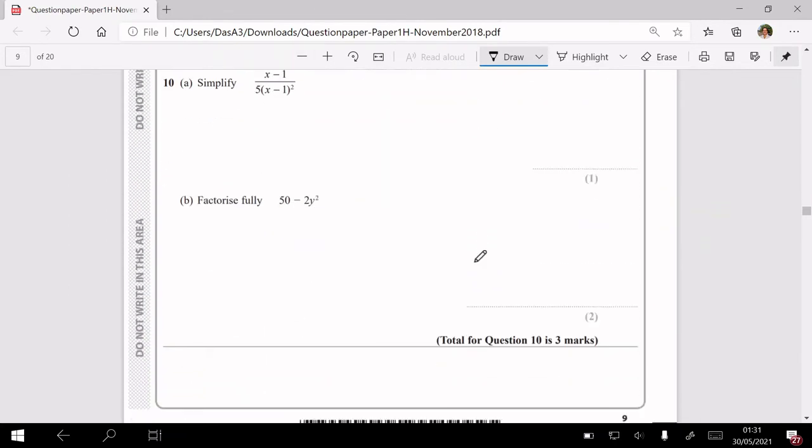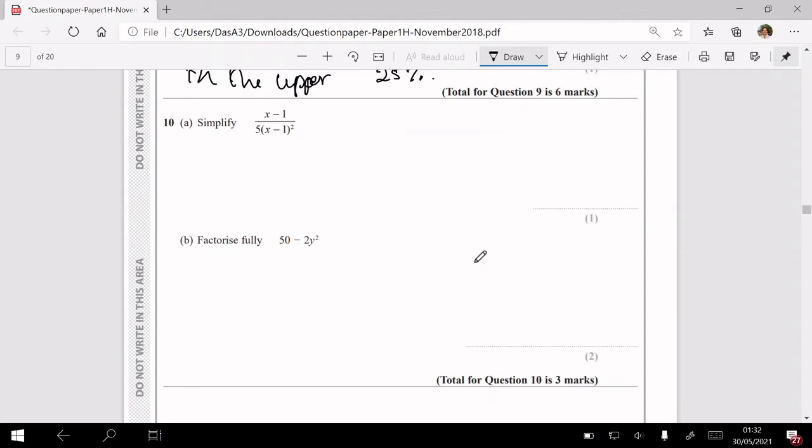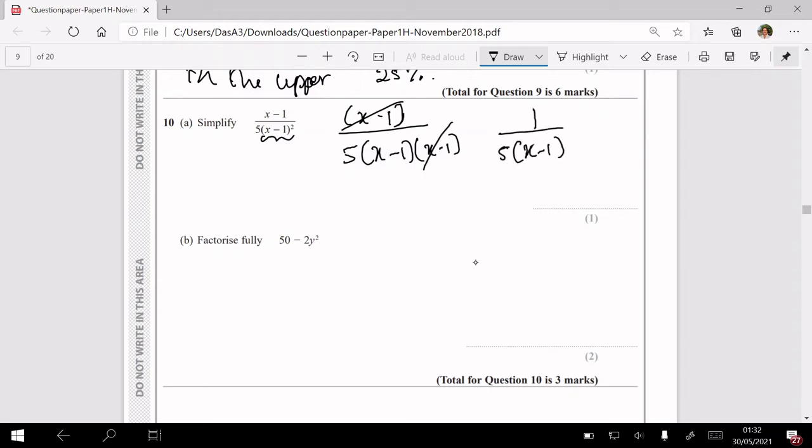So make it a bit smaller. So 10A, you need to simplify this. So this is algebraic fraction simplification. So do something like x minus 1 over 5 times x minus 1 times x minus 1, because these are quadratic brackets. Cross these out, left with 1 over 5 bracket x minus 1. That should give you 1 over 5x minus 5.